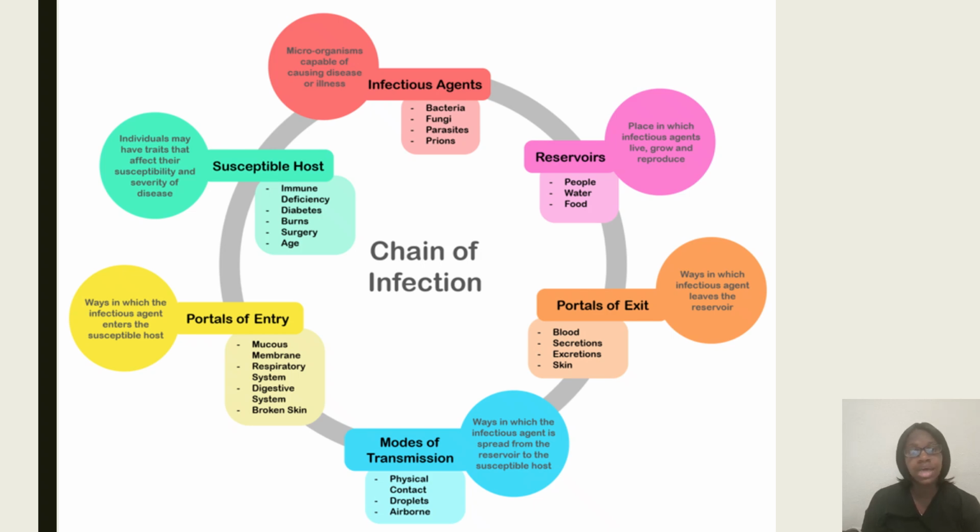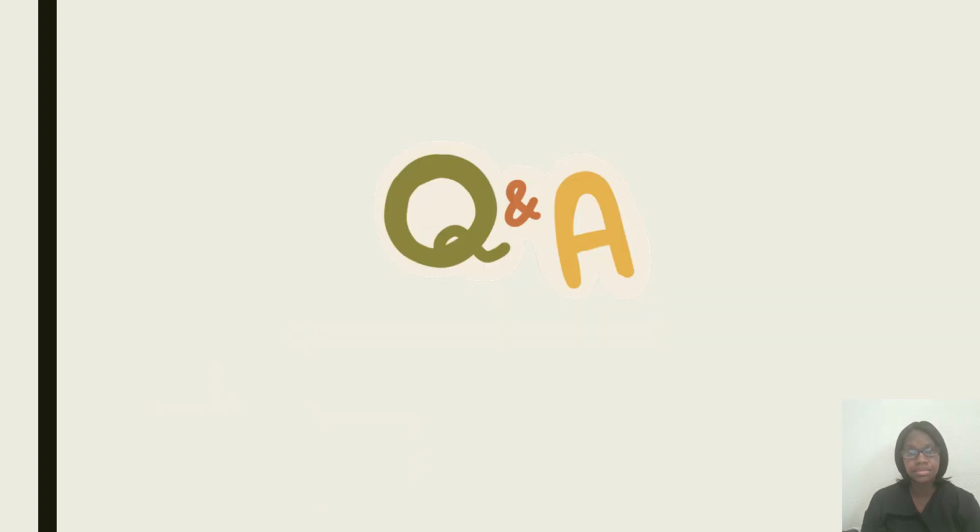And then lastly, you have your susceptible hosts, which are individuals that may have traits that affect their susceptibility and severity of disease. These include your immune deficiency, diabetes, any burns that you may have, surgery, or your age.